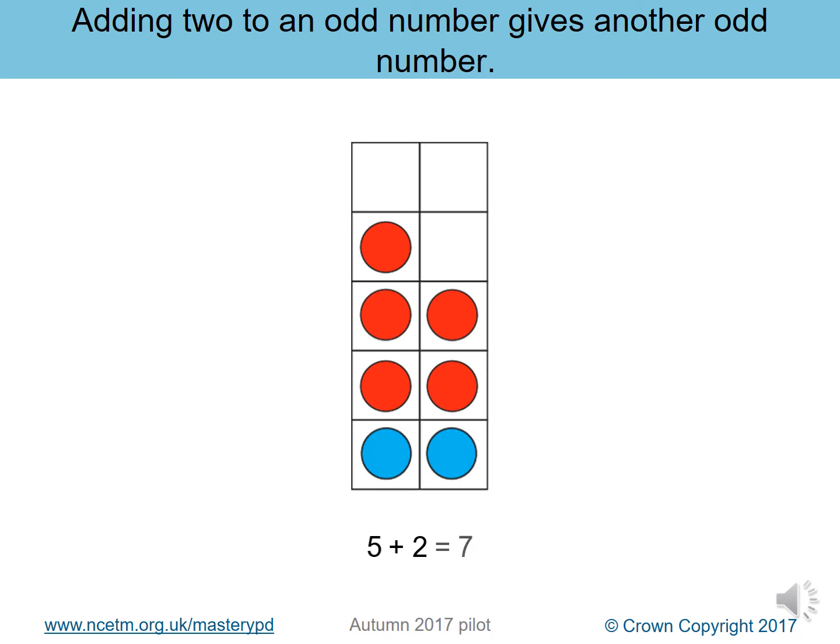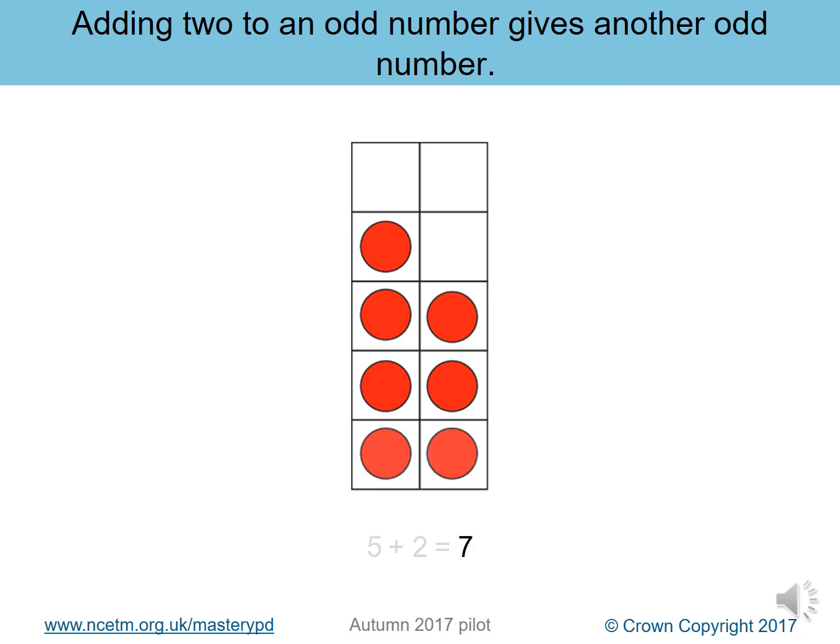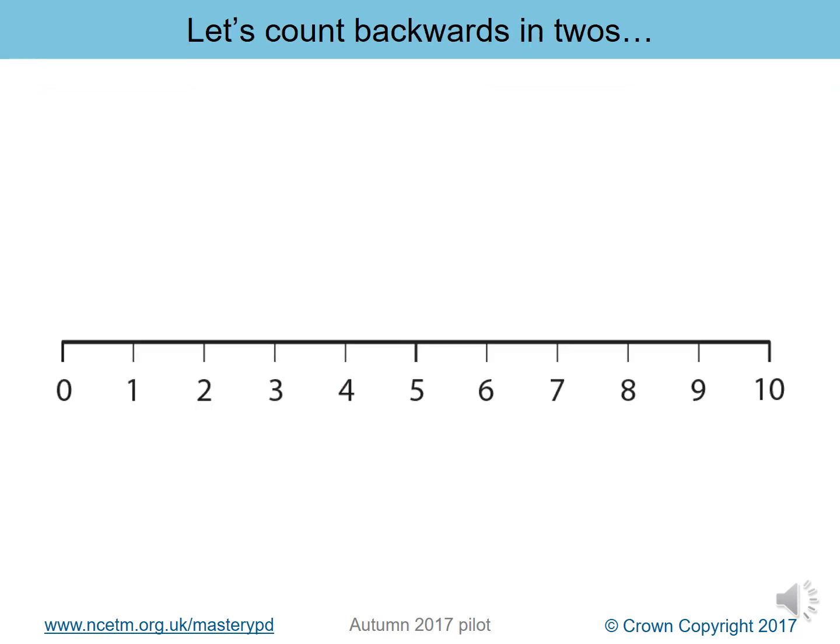So each time we add 2 to an odd number, it gives another odd number. 5 add 2 is 7. So what would 7 add 2 be? It would be 9, wouldn't it? Okay, 7 add 2 equals 9.